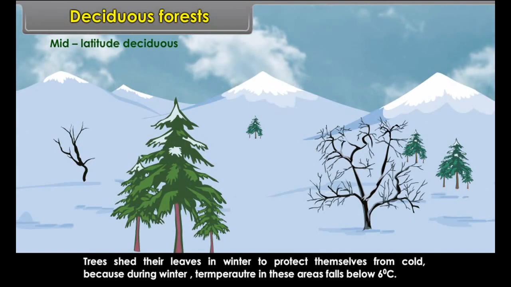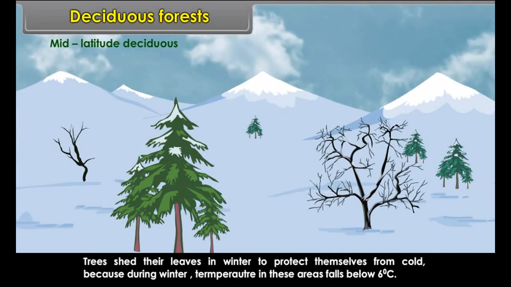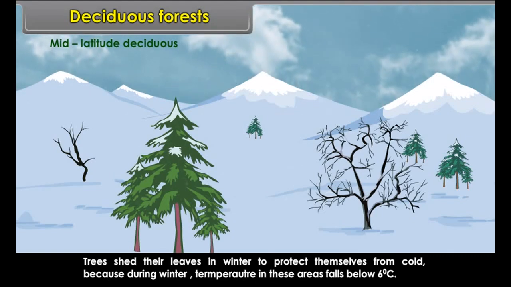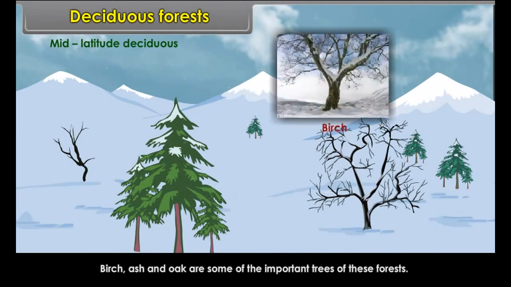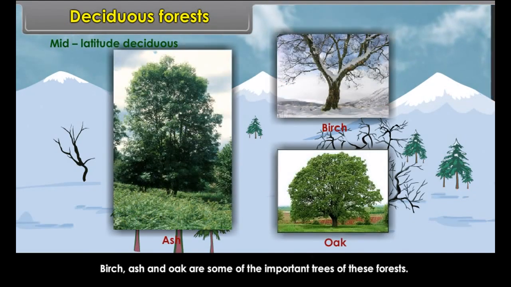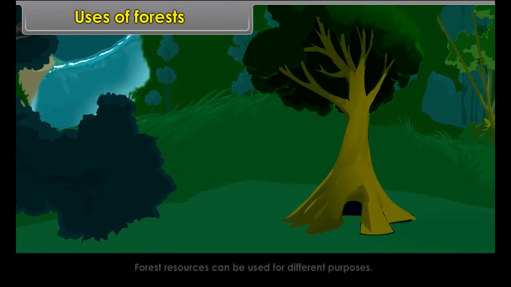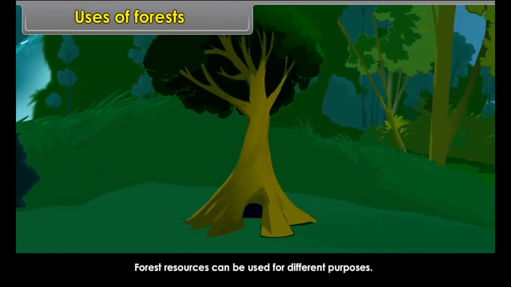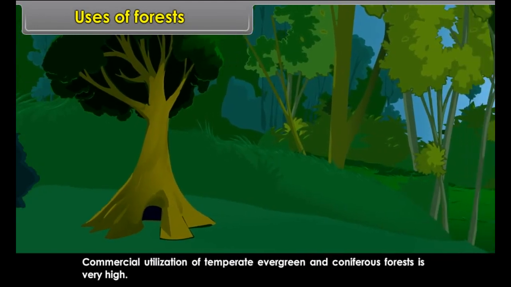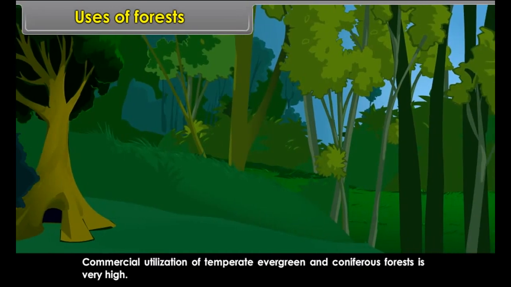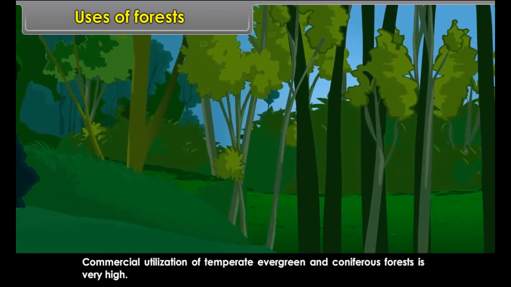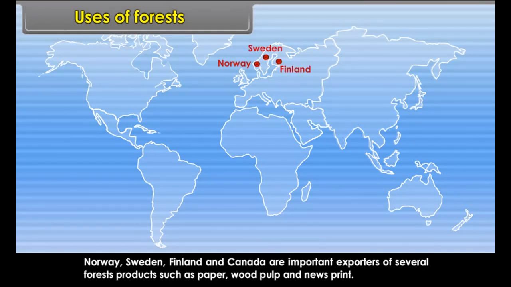Tropical deciduous forests. Let us understand some important features of tropical deciduous forests. These forests are found in subtropical regions with a distinct dry season. Trees shed their leaves during summer. These forests are comparatively less dense than tropical evergreen forests. Teak, sal, shisham, neem and mango trees are the main species grown here. Monsoon Asia, parts of Central America, Brazil and Northern Australia have such forests.